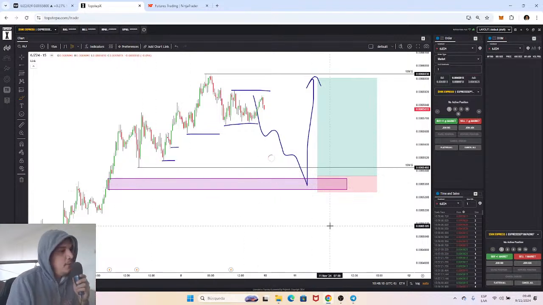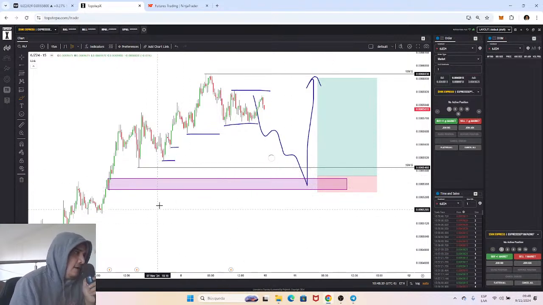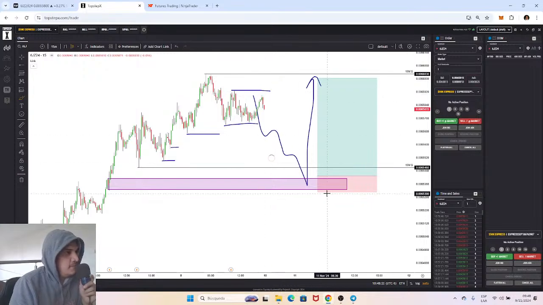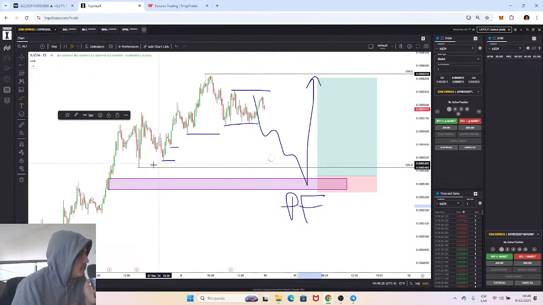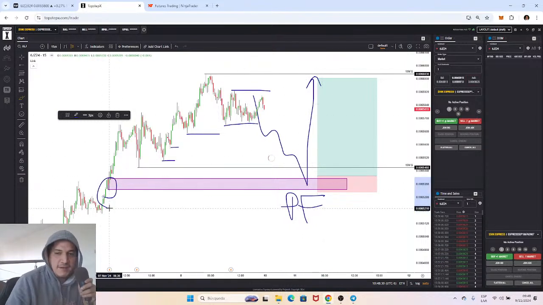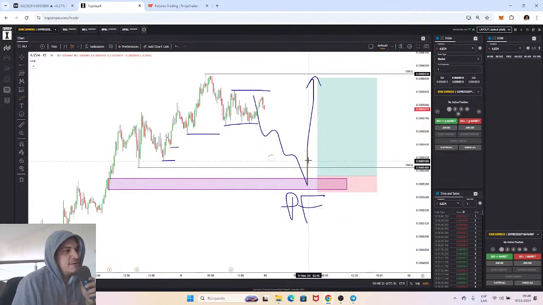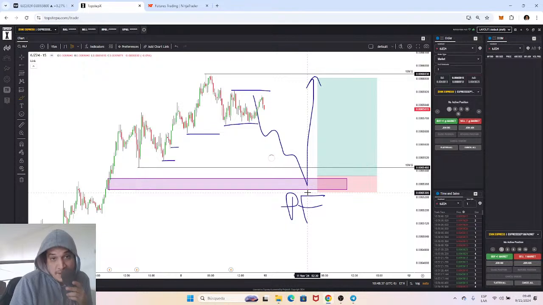So now what I do is I draw all my ICT stuff, but I wait for a price failure right here. So I wait for price to mitigate this order block right here, but I wait for my price failure to go higher, right? I'm not gonna go into my entry model. I'm just explaining to you how it works.